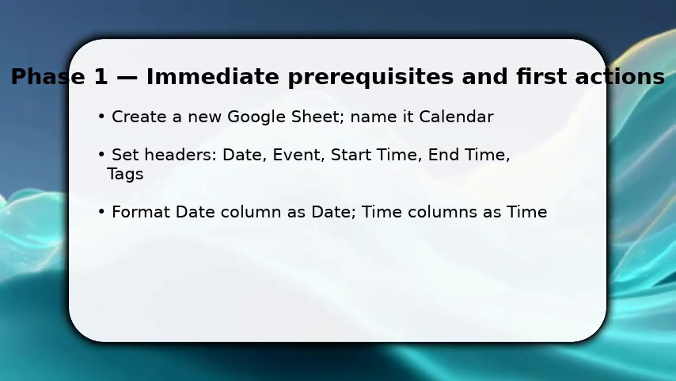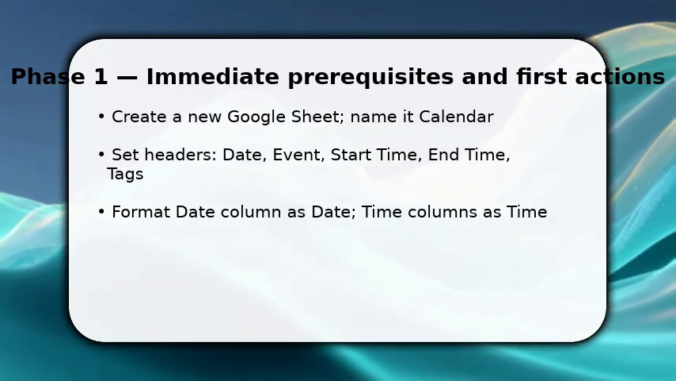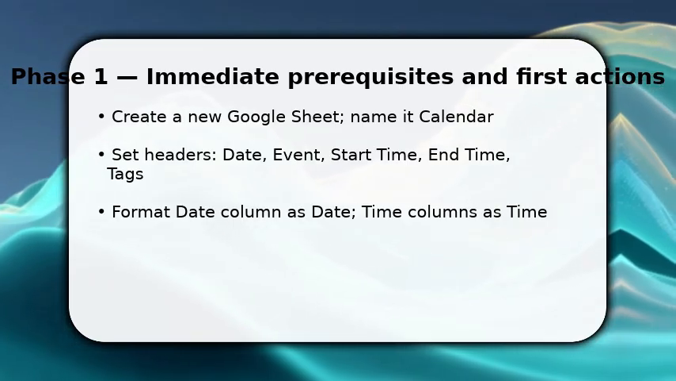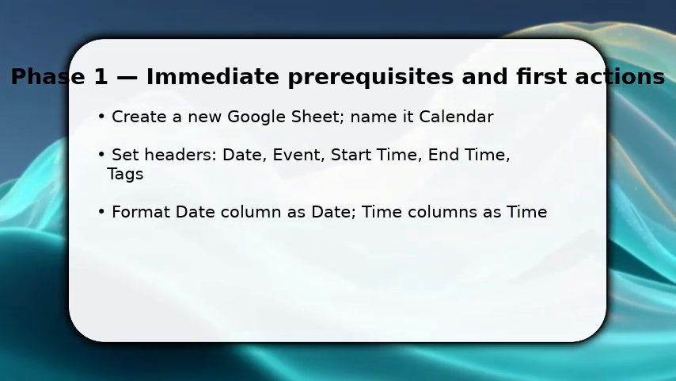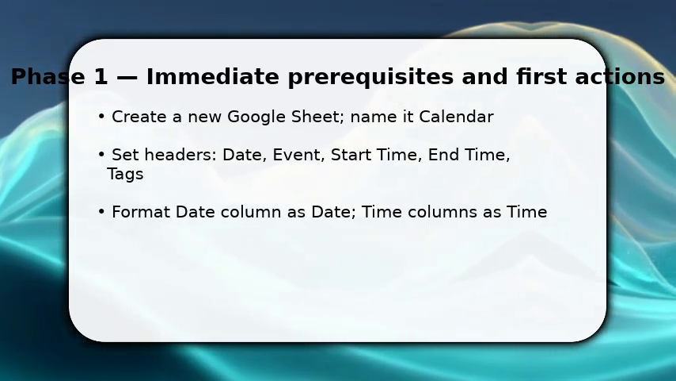You'll start by building the skeleton. Create a new sheet and add headers: date, event, start time, end time, tags. This organizes data for formulas. Once done, format the date column as date and time columns as time so sorting and calculations work reliably.